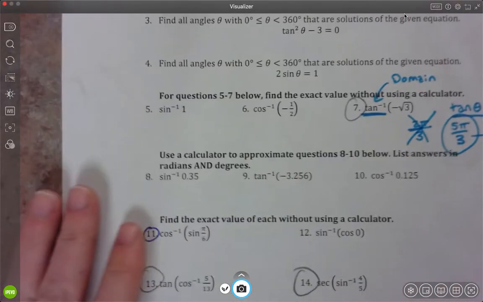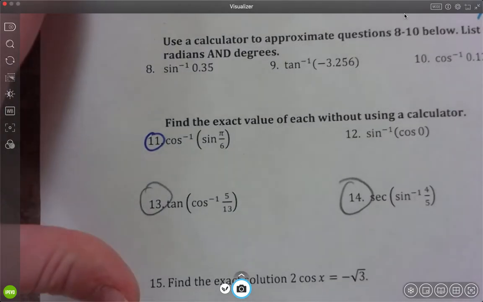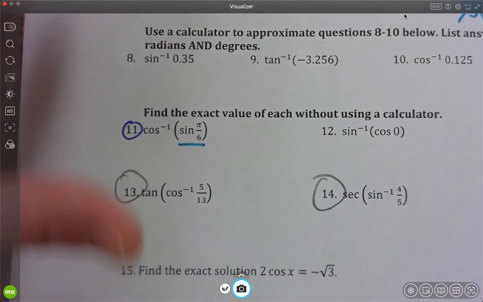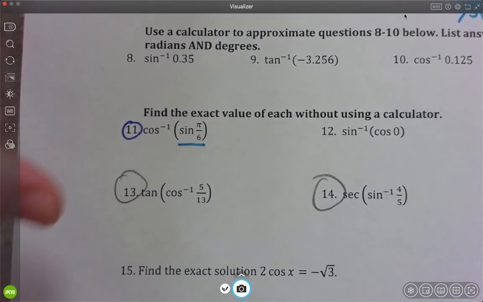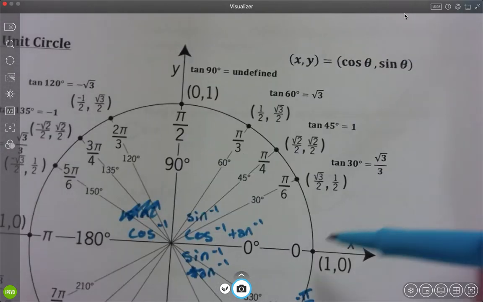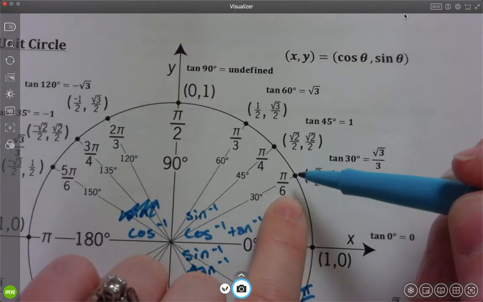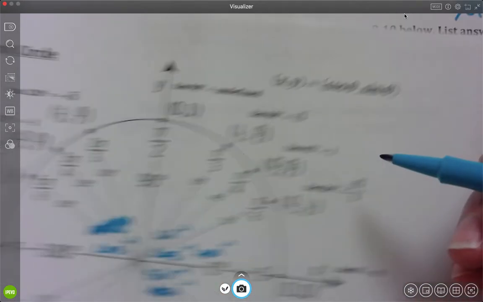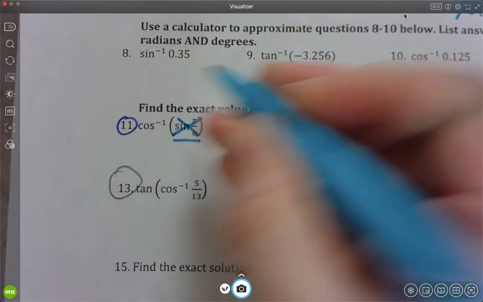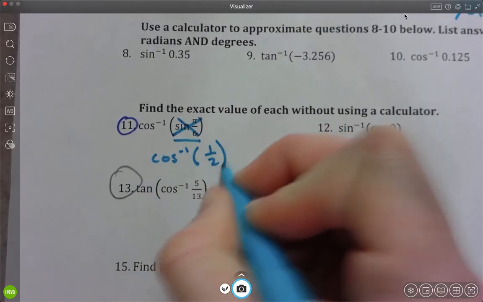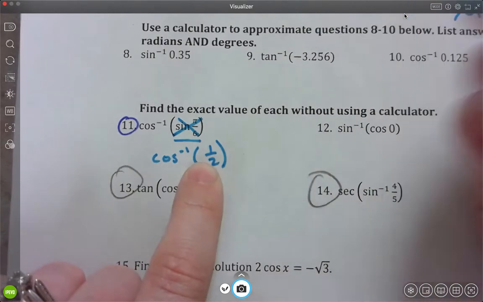Number 11, find the exact value without using a calculator. We always look at the stuff in parentheses first, and they're saying find sine of pi over 6. Looking at pi over 6, the sine value is the y-coordinate, and that's going to be 1/2. So sine of pi over 6, I can cross that out and put 1/2 in its spot. It just reduces to 1/2, so there he is, okay?